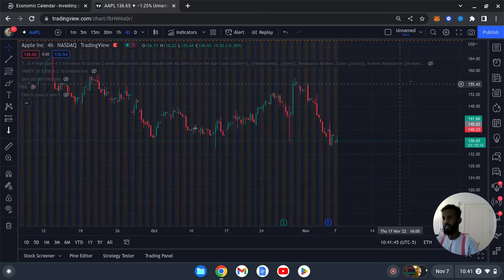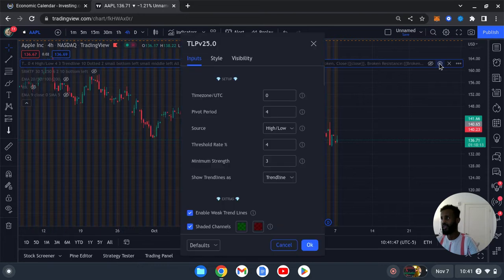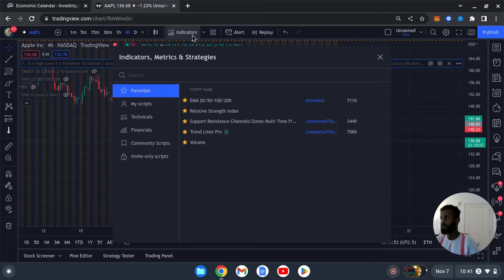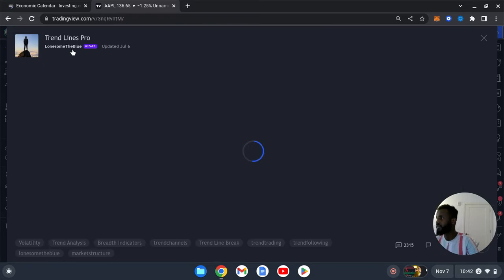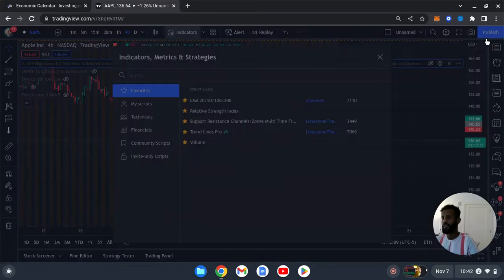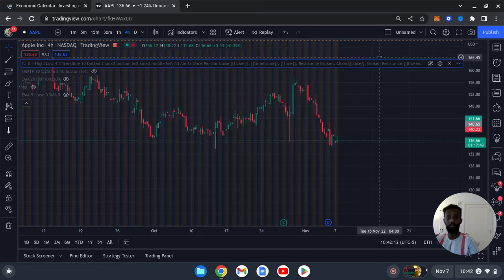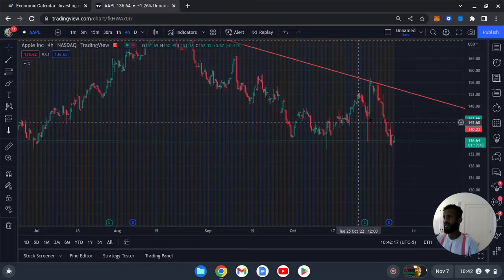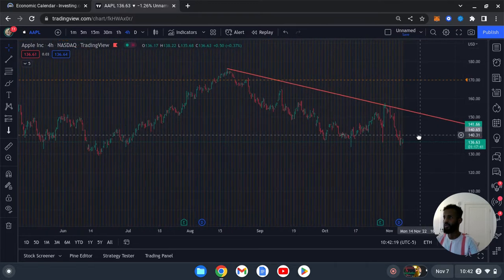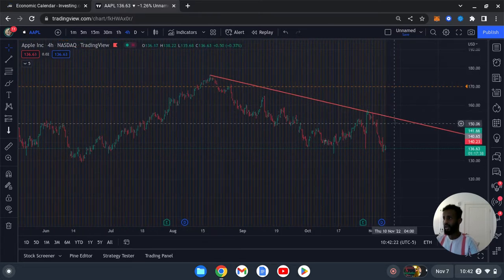And if you would like to use an indicator, this is the one that I like to use. If we jump to indicators, right here. So it's called Trend Lines Pro. It's by Lonesome. Blue. So this charts your trend lines for you already. So once we turn that on, we can see it tries to find a certain trend. And we can see the trend on Apple is kind of a downtrend.